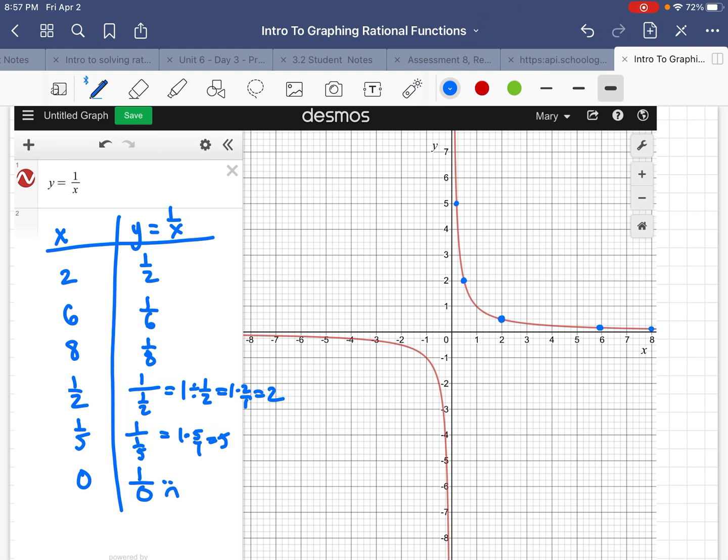And so that creates something called a vertical asymptote right here. On this graph, you have a place that you cannot go, and that's called a vertical asymptote. An asymptote is a new word for you, but there's this place right here, x equals 0. You can't use it. You cannot plug 0 into this problem. So that creates something called a vertical asymptote.